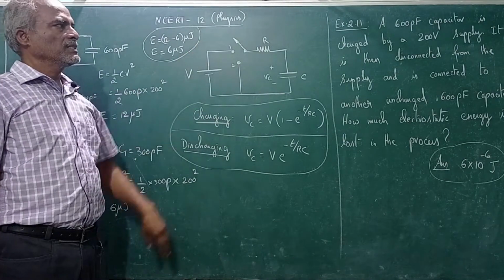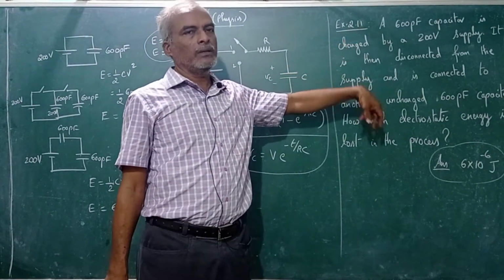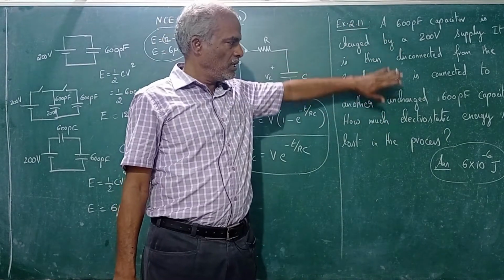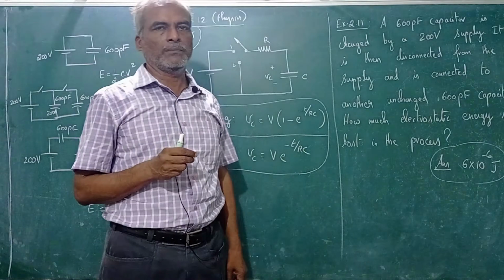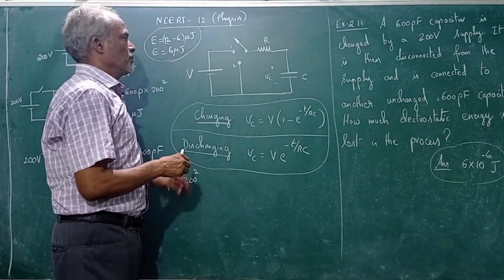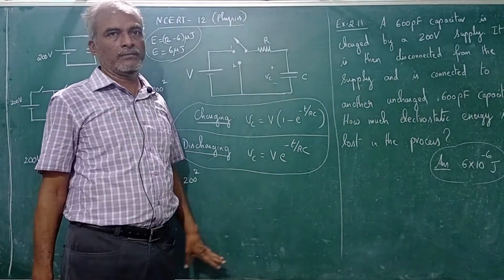NCERT 12th Physics. We have an exercise problem 2.11. Before dealing with this problem, we should know some basics about charging and discharging of the capacitor. Suppose this is a DC source. You have R and C.